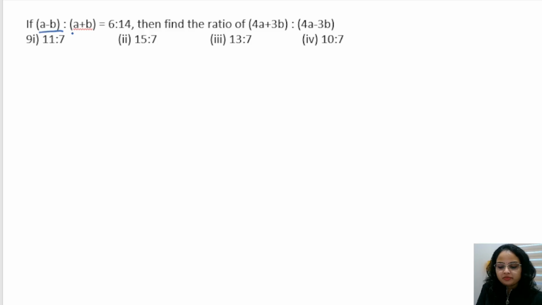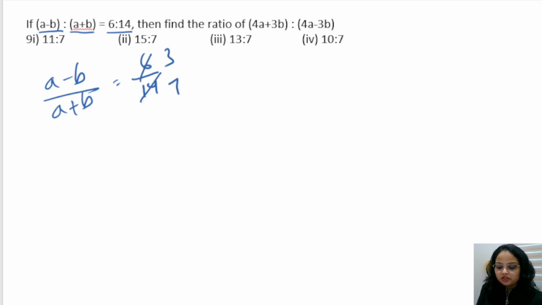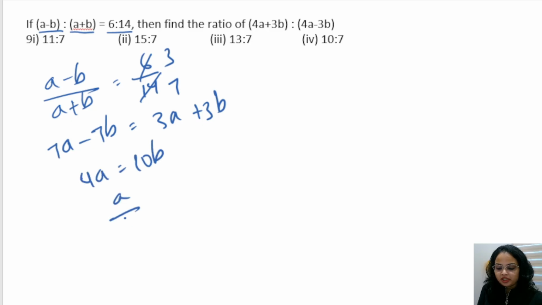Next one. If A minus B is to A plus B is equal to 6:14. A minus B by A plus B, this is equal to 6:14. We can simplify as 3:7. So here 7A minus 7B is equal to 3A plus 3B. 4A is equal to 10B. So here A by B is equal to 5 by 2.